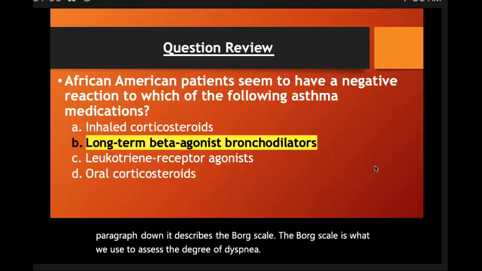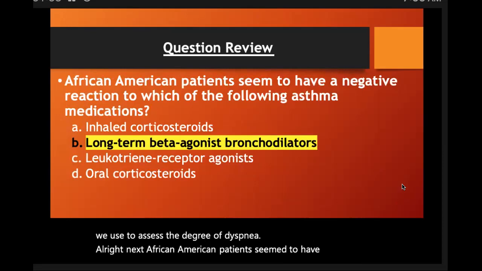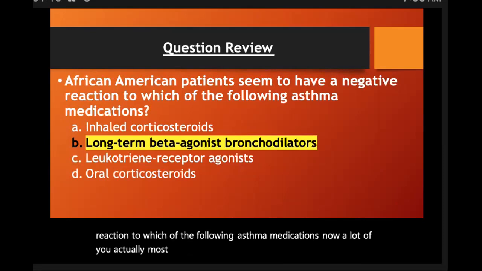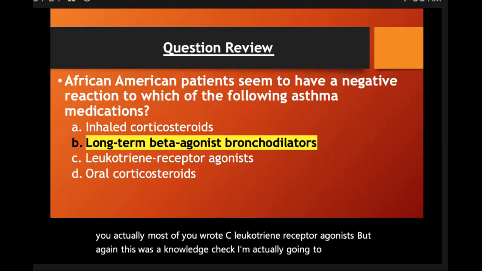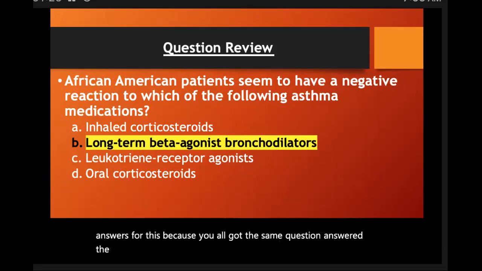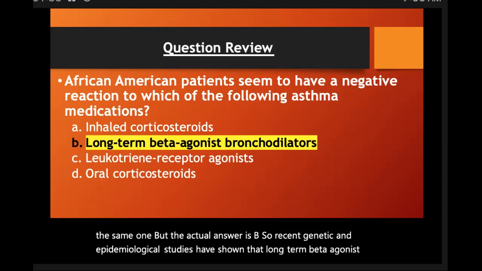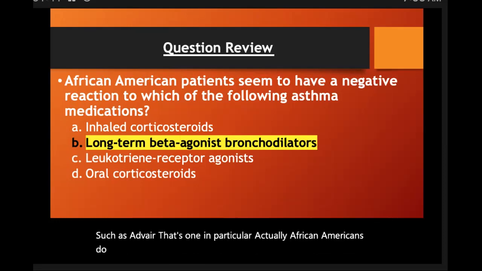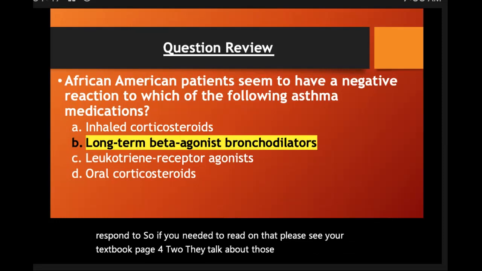All right, next. African-American patients seem to have a negative reaction to which of the following asthma medications? Now, a lot of you, actually most of you wrote C, leukotriene receptor agonists. But again, this was a knowledge check. I'm actually going to take 2 answers for this because you all got the same question, answered the same one, but the actual answer is B. So recent genetic and epidemiological studies have shown that long-acting beta agonists, bronchodilators, such as Advair, that's one in particular, African-Americans do not respond well to. So if you needed to read on that, please see your textbook, page 402. They talk about those studies, all right? Correct answer is B.